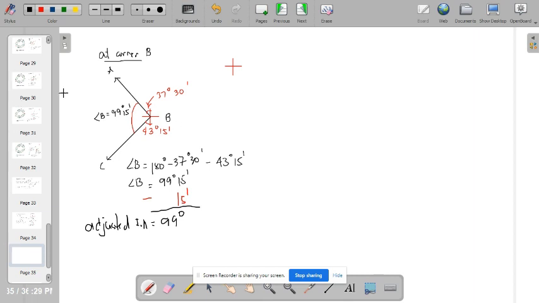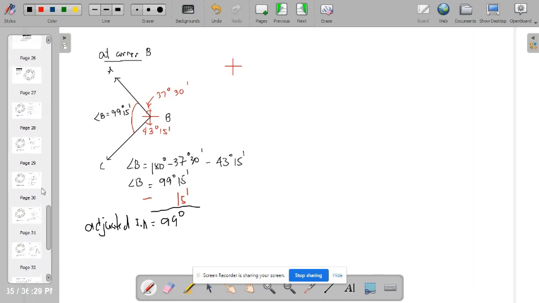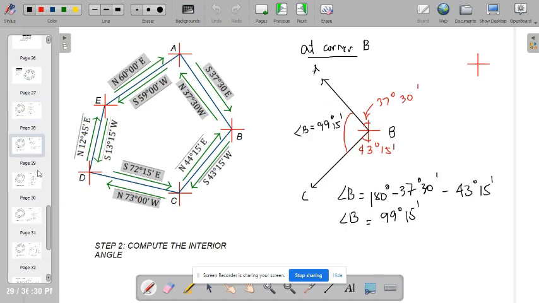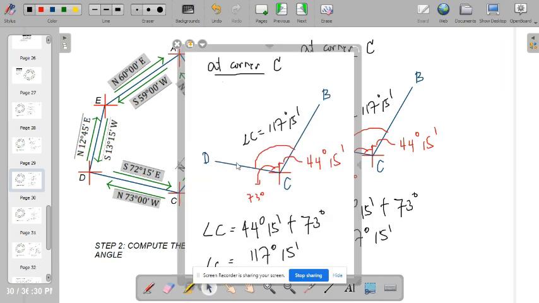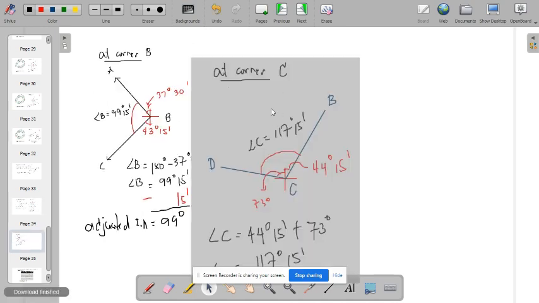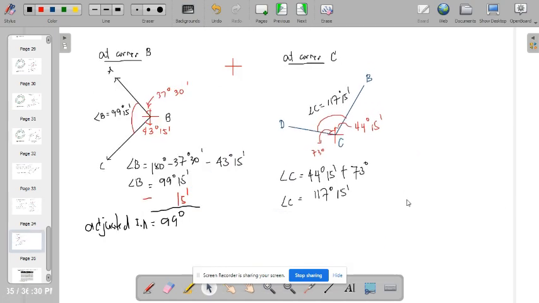Okay. And then let's move to corner C. Okay. So corner C has to be adjusted also by subtracting 15 and you have 117 degrees. Okay. After that, you have the corner D.